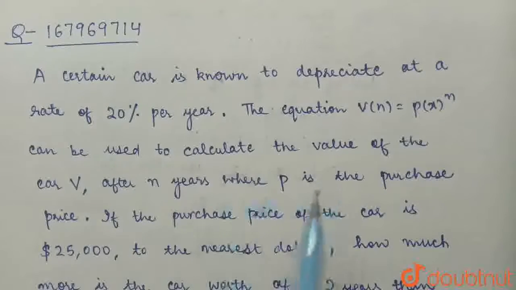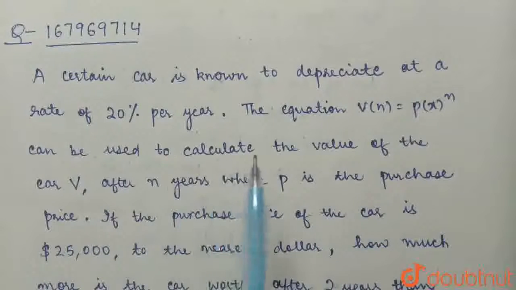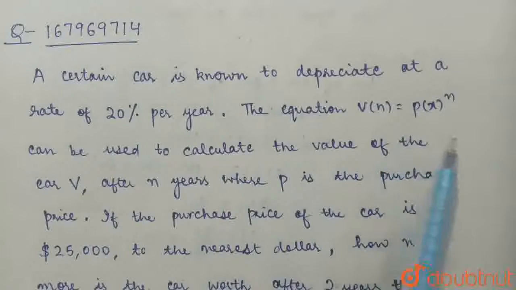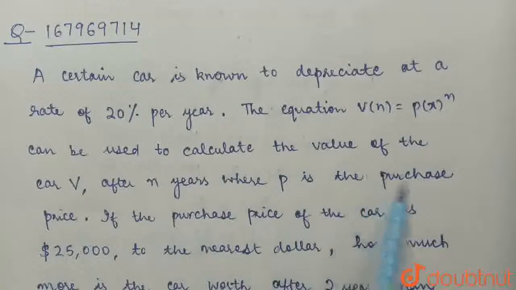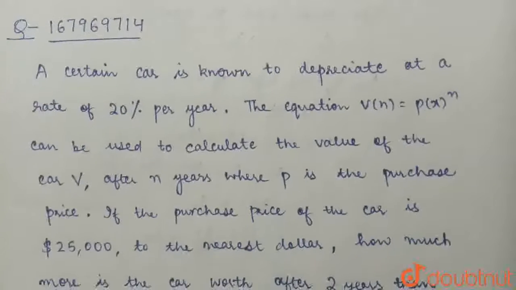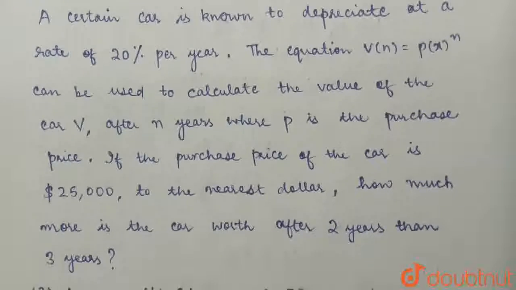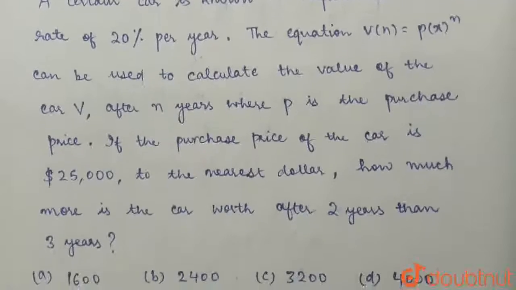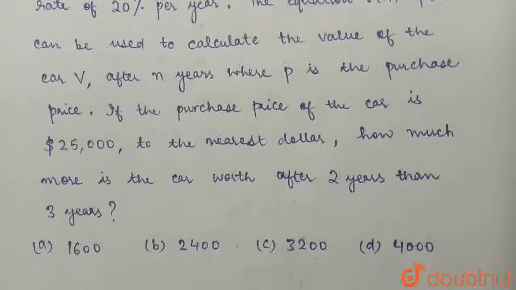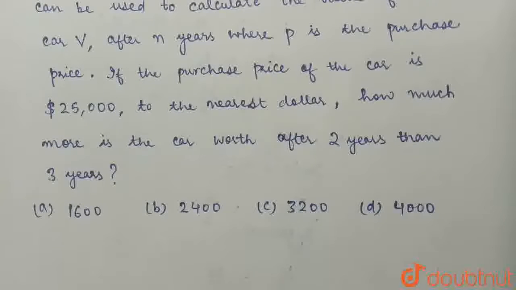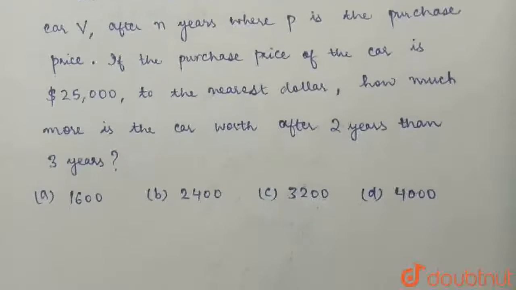Our question is, a certain car is known to depreciate at a rate of 20% per year. The equation V(n) = P(x)^n can be used to calculate the value of the car V after n years, where P is the purchase price. If the purchase price of the car is $25,000 to the nearest dollar, how much more is the car worth after 2 years than 3 years? And the options are A 1600, B 2400, C 3200 and D 4000.